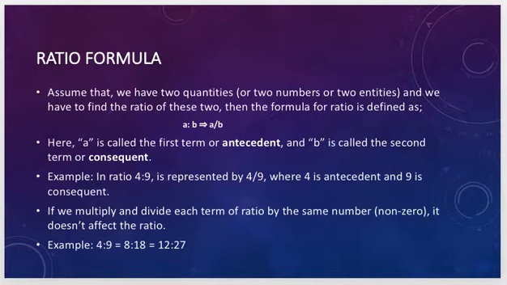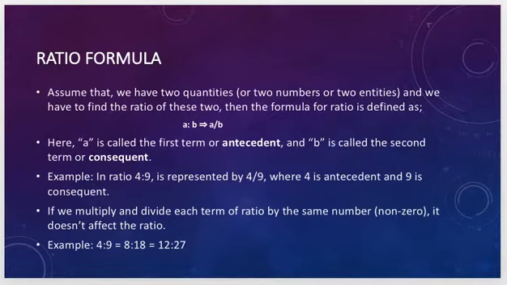Then they have given the example that a ratio 4:9 can also be easily represented as 4 by 9, where we are going to call 4 the first term or antecedent and 9 the consequent or the second term. And one thing more, if we multiply numerator and denominator by the same non-zero number, always remember same non-zero number, then it is not going to affect our ratio.